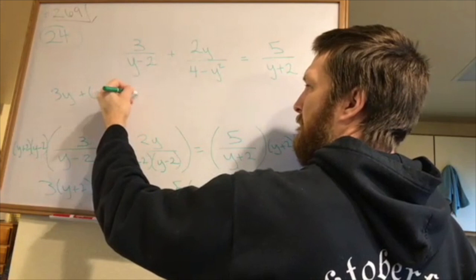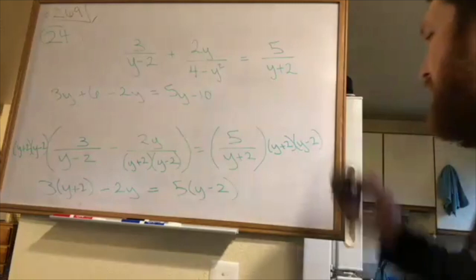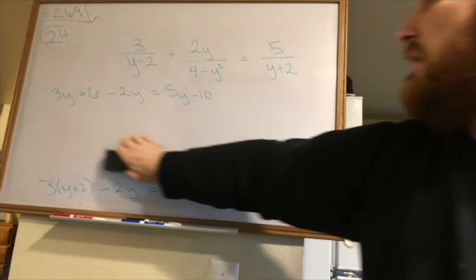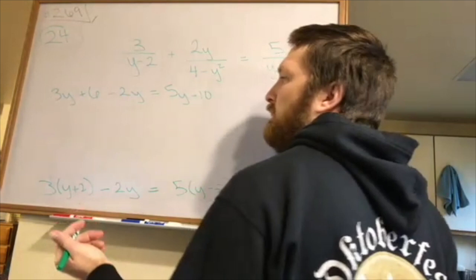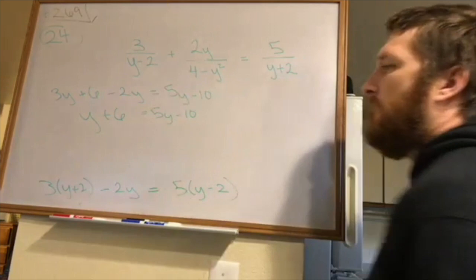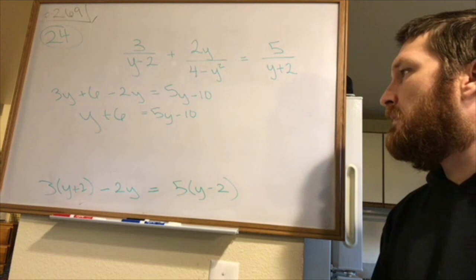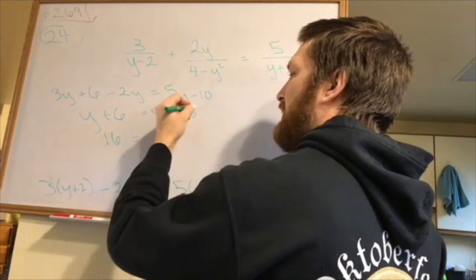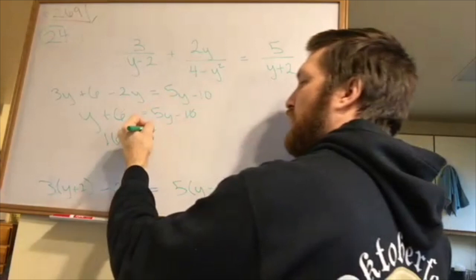Good. Okay. And now we are continuing to make this look simpler and simpler. What do we have? Tell me what to do, however you want to do it. Well, you get 3y minus 2y, so you have y plus 6 equals 5y minus 10. Yep. And then you can, I guess, add 10 to both sides and then subtract y from the left side. Added 10 to both sides, and you said subtract the y to bring this guy over here. That looks good. And now what do we do?